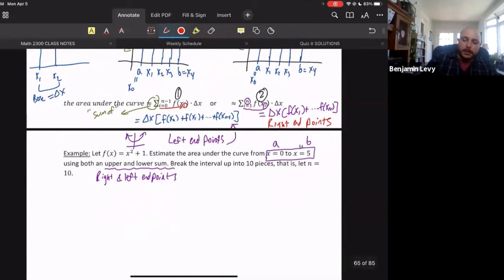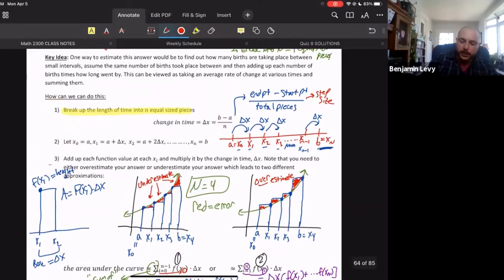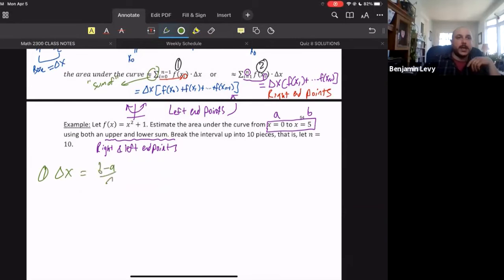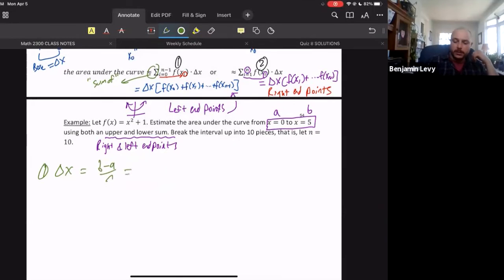All right, let's set up the problem. We're going to do steps 1, 2, 3. First thing, break up the interval. We're going to use 10 pieces in this case, so it's going to be a little bit longer, but we're going to get a good estimate. Number 1, figure out the step size. It's just b minus a over n. In this case, b and a are 5 and 0, so 5 minus 0 on the top. We're told to use 10 pieces, so n is 10. That gives us 5 over 10, or 1/2. That tells us the step size we want to take between the x values is 1/2.